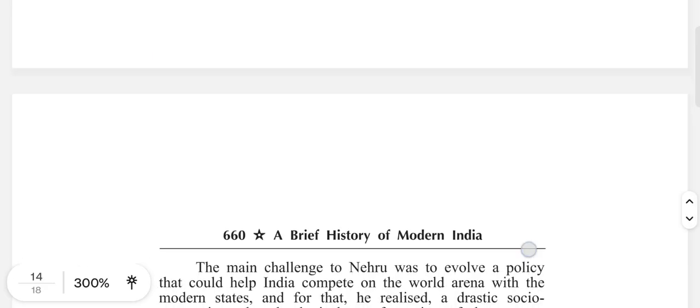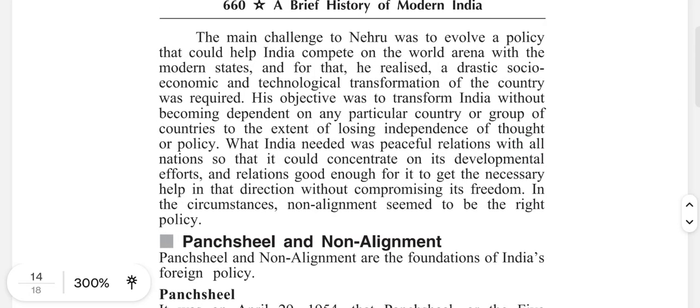The main challenge to Nehru was to evolve a policy that could help India compete on the world arena with the modern states.